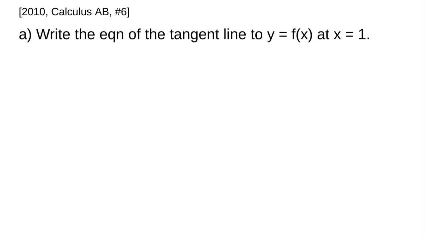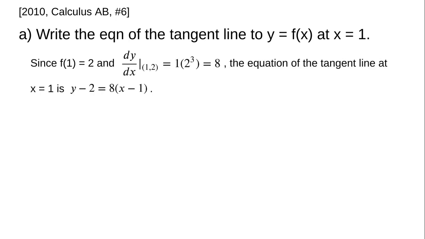In part A, we are asked to write the equation of the tangent line to y equals f(x) at x equals 1. In order to evaluate the slope at x equals 1, we need to substitute the coordinates (1, 2) into the formula for dy/dx. When we do that, we get dy/dx at the point (1, 2) is 8. So the equation of the tangent line at x equals 1 is y minus 2 equals 8 times (x minus 1).